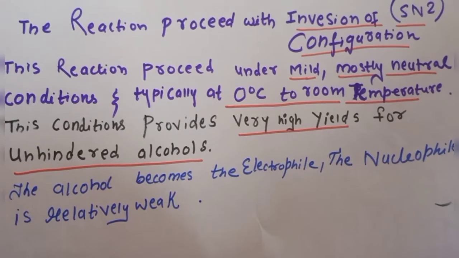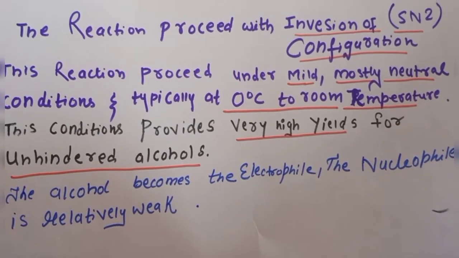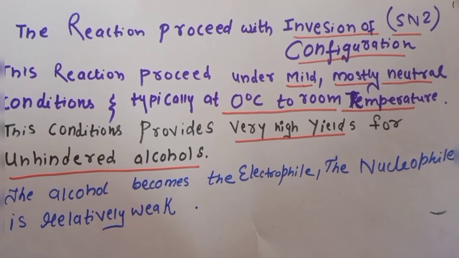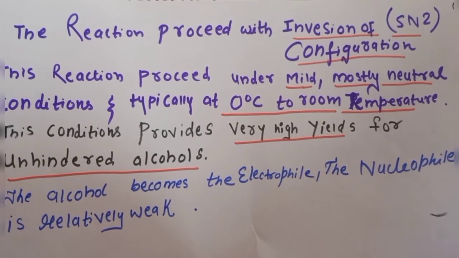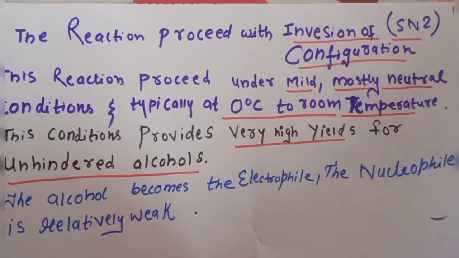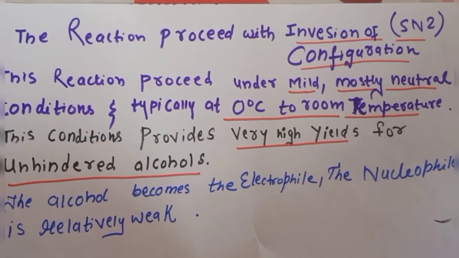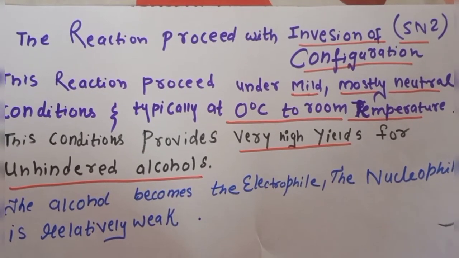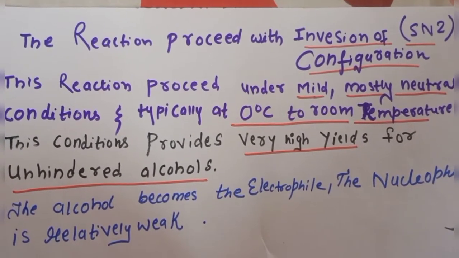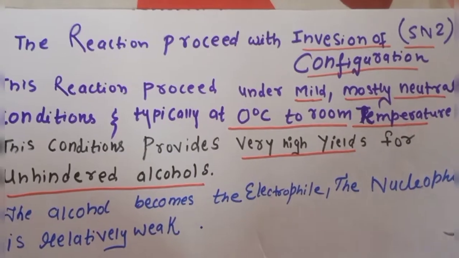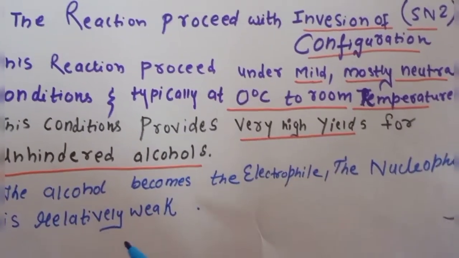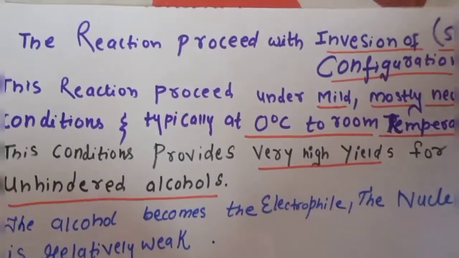The reaction proceeds under mild, mostly neutral conditions, typically at 0 degrees to room temperature, meaning we don't need much temperature. These conditions provide very high yields, and this is very good for unhindered alcohols. The alcohol becomes an electrophile and the nucleophile is a relatively weak conjugate base.